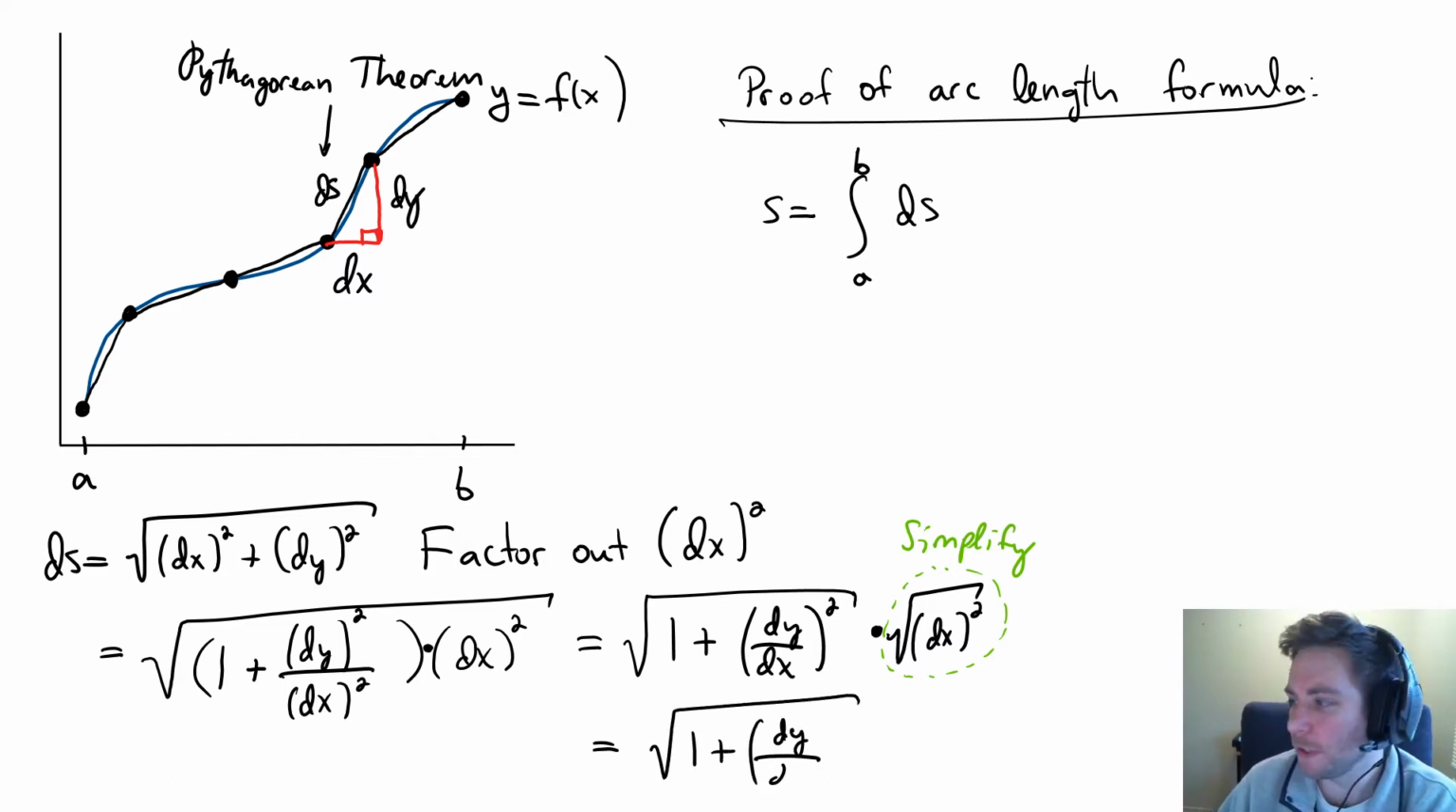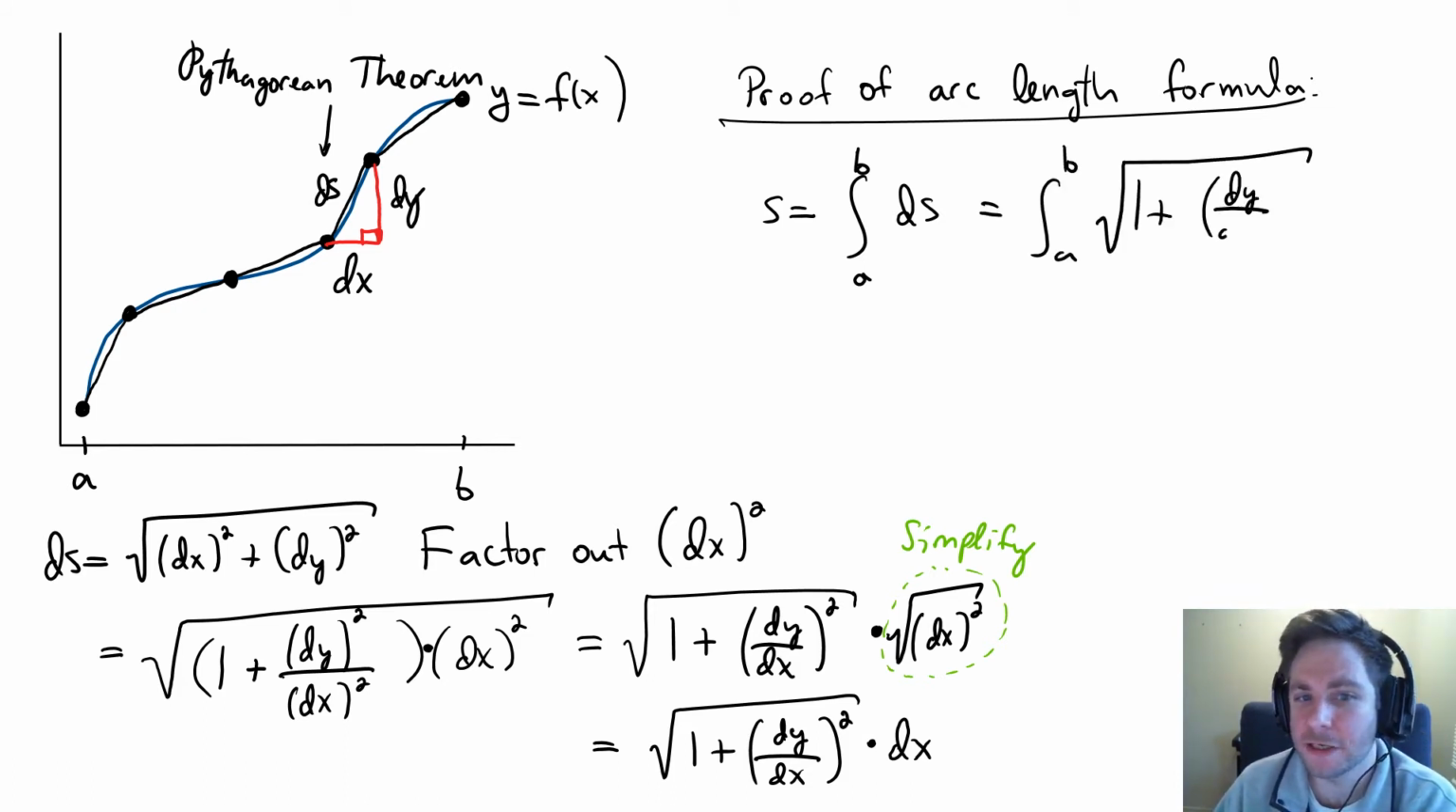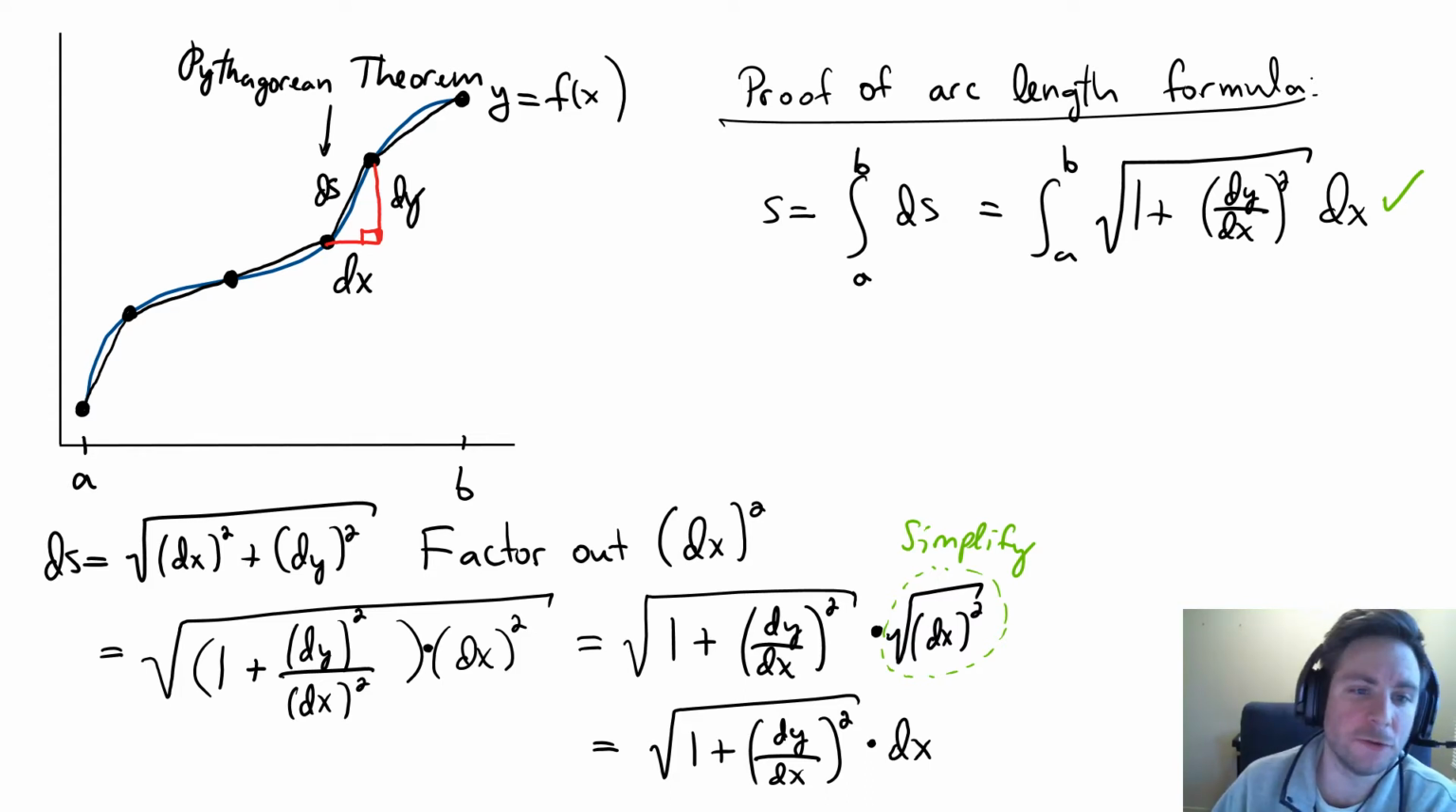Now technically when we do that, we should have a plus or minus sign, but since dx is a positive quantity, there's no need for the plus or minus here. So we're left with this formula for ds, and if we insert that into our formula for the total length, we can now see the result that I gave you at the start of the video, which completes the proof.